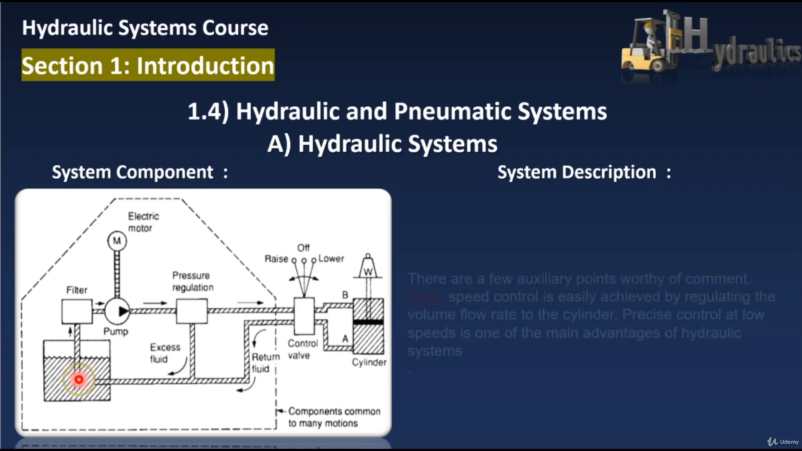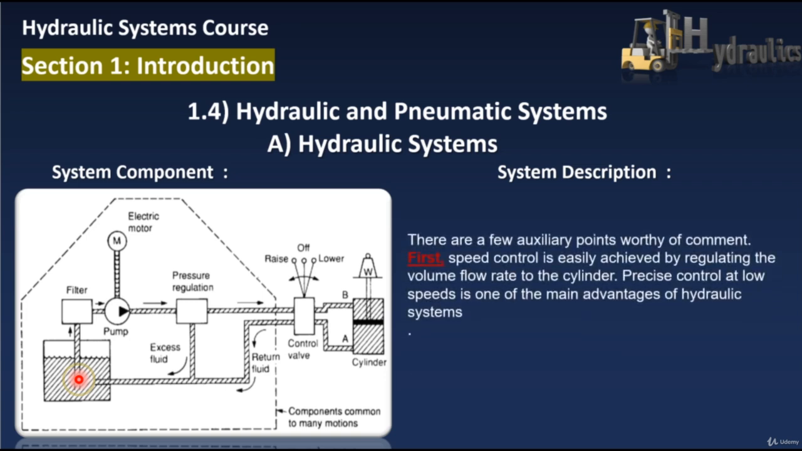Now, we need to take note of a few auxiliary points. First, speed control is easily achieved by regulating the volume flow rate to the cylinder. In order to control the speed of this movement, whether up or down, we regulate the volume flow rate to the cylinder, and this is mainly done by the control valve. Precise control at low speed is one of the main advantages of hydraulic systems compared to pneumatic systems.